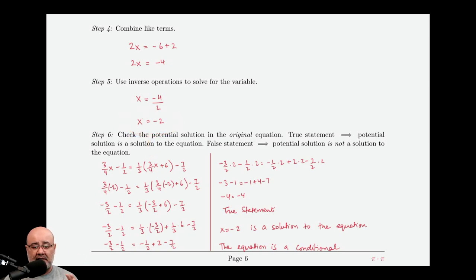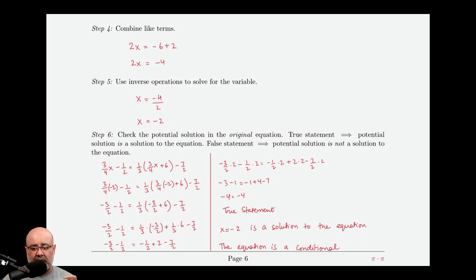Again, this part is a requirement. You cannot just say that, oh, I got a potential solution, I'm certain that it's a solution. You have to check in the original equation. So because we plugged in x equals negative 2, our potential solution, in the original equation, and we got a true statement at the end, we can say that x equals negative 2 has graduated and become a solution to the equation.